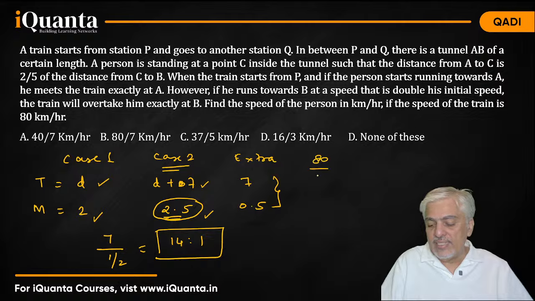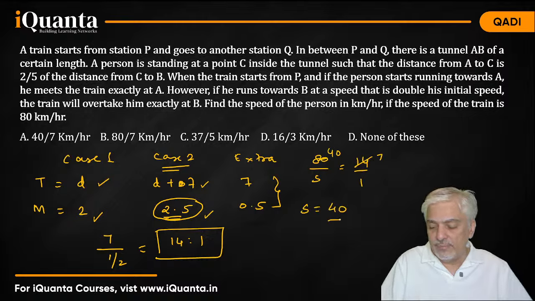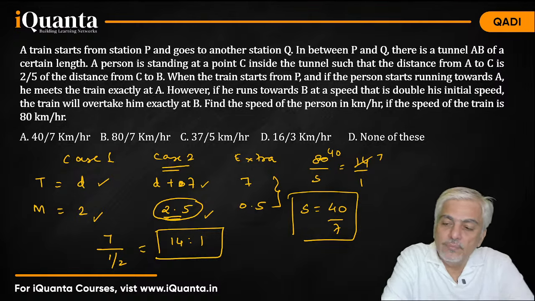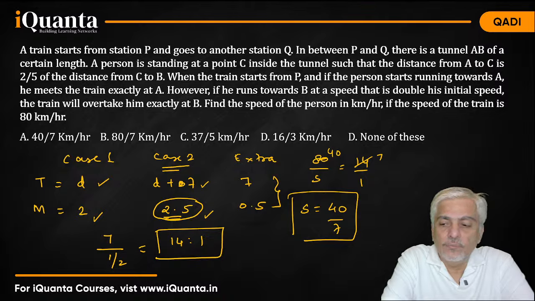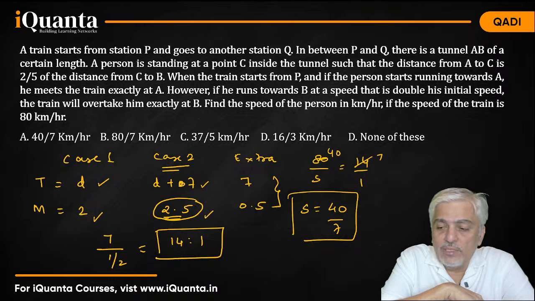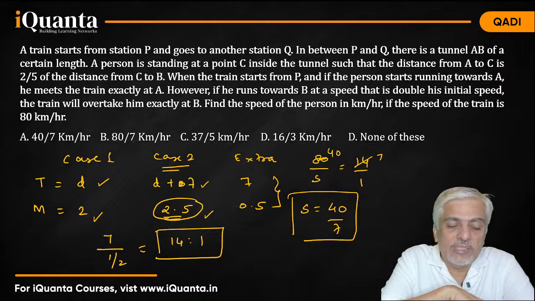So, 80 upon S is 14 upon 1. S is 40 upon 7. Everybody clear with this question now? Everybody clear? Check the second method, whether you'll have understood this method. It saves a lot of time.